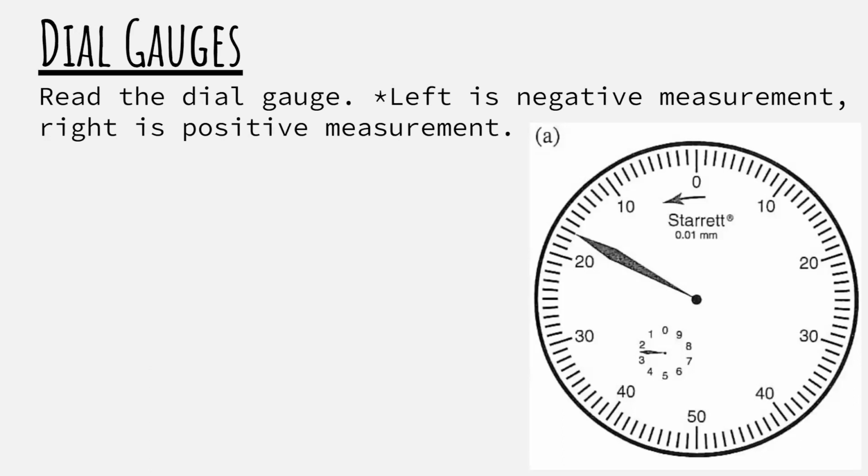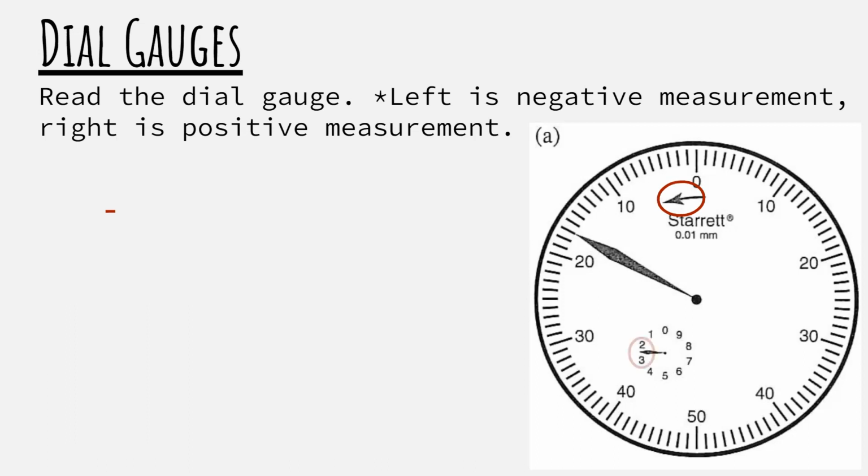Next up are dial gauges. For a dial gauge, these ones are going to be kind of special. One thing we have to make sure we look at is if we're reading it to the left or to the right. You guys are going to look at the arrow up at the top to determine that. So that arrow is pointing to the left, or it's going counterclockwise. Left is going to be a negative measurement. So we're going to make sure to put a negative in front of our answer.